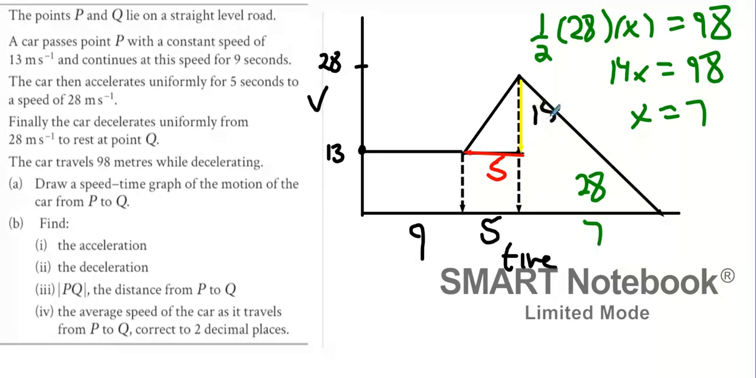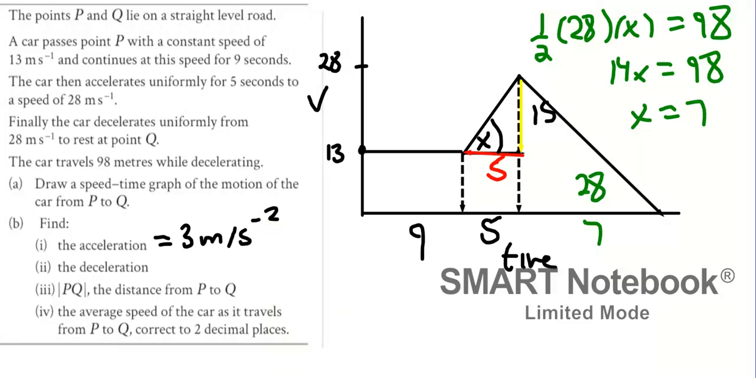15, yeah? And what we said is that the slope, or tan of the angle, gives you your acceleration. So what's 15 divided by 5? 3. Your acceleration is 3 m/s². Tan of the angle or slope will give you the acceleration.